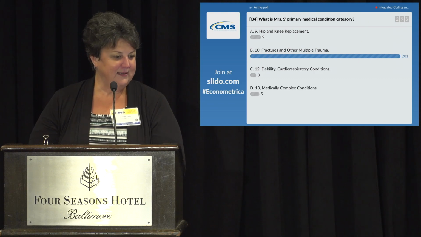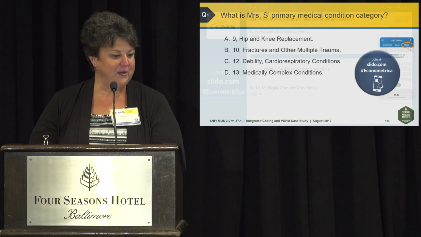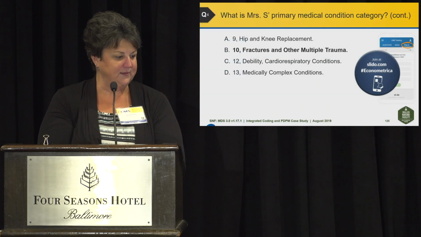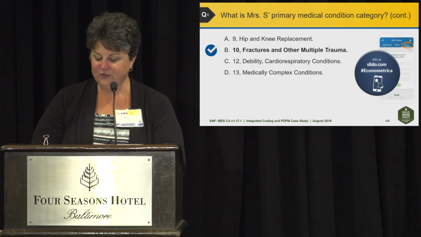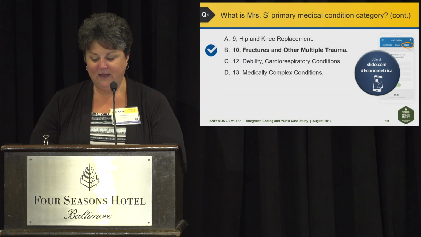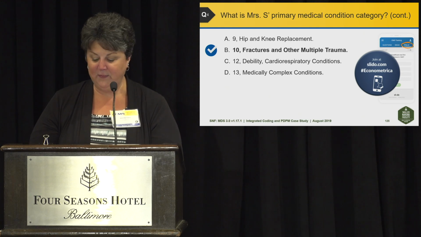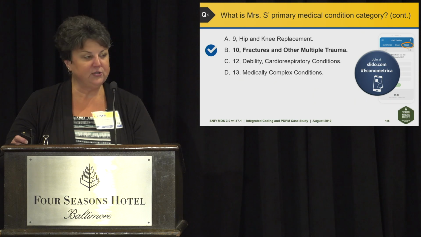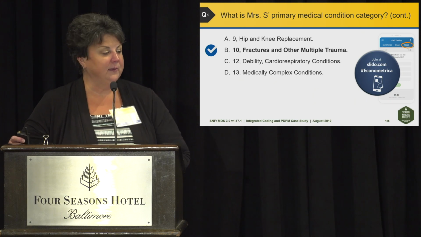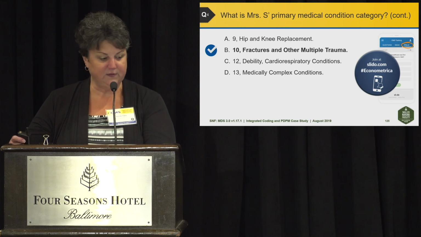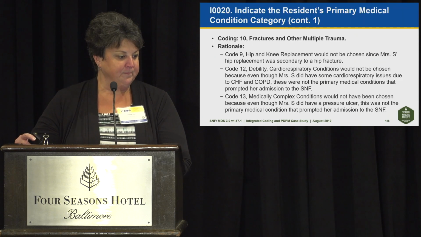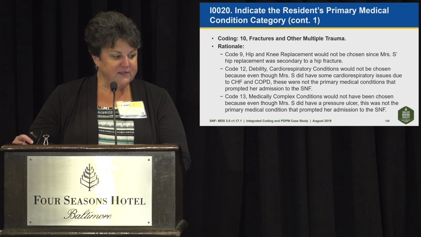All right, I think we're almost up to about 300 or so. Let's look at what the right answer is. It is fractures and other multiple trauma. And remember, if a resident's primary medical condition is fractures or other multiple trauma, it includes hip fractures, pelvic fractures, other fractures as well, okay? All right, and there's our rationale.